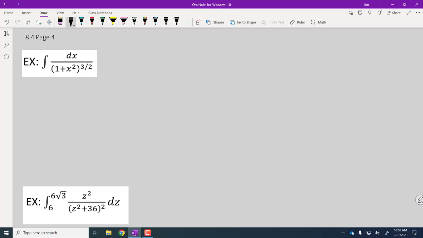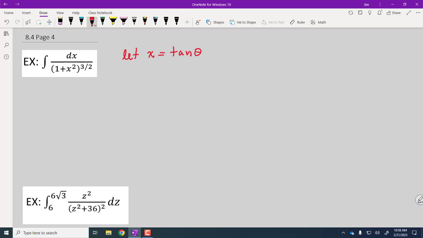So what do you think? Sine, secant, or tangent? Tangent. We've got the plus. Tangent. And look, there's no algebra. We don't have to do any algebra here. So we're going to let x equal tangent of theta. That's going to be our substitution.